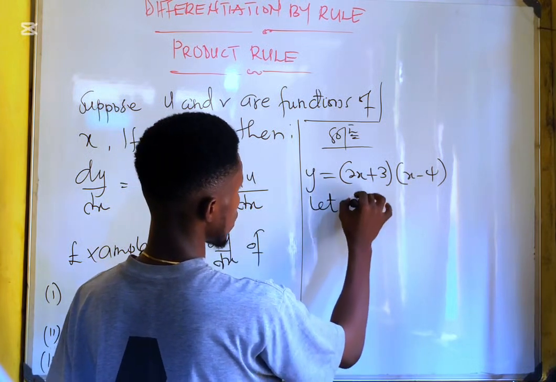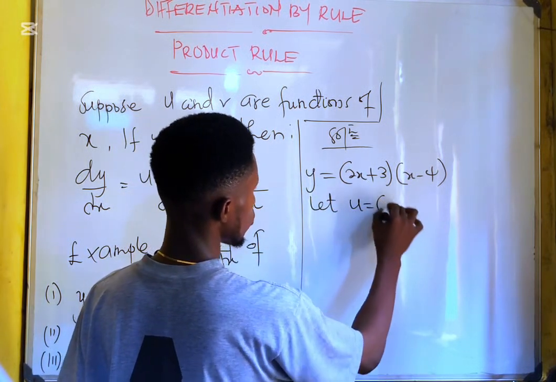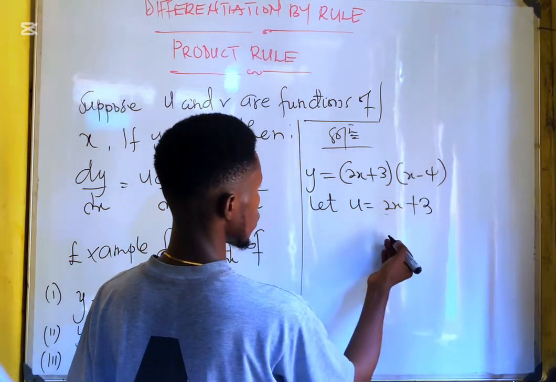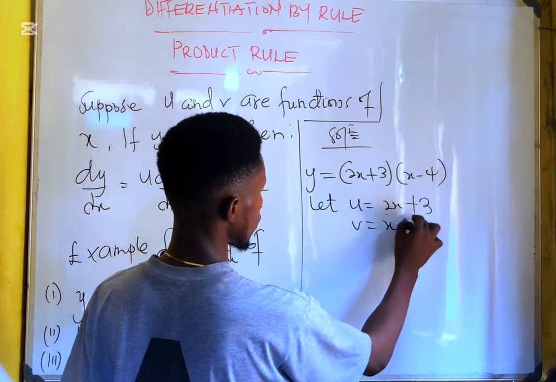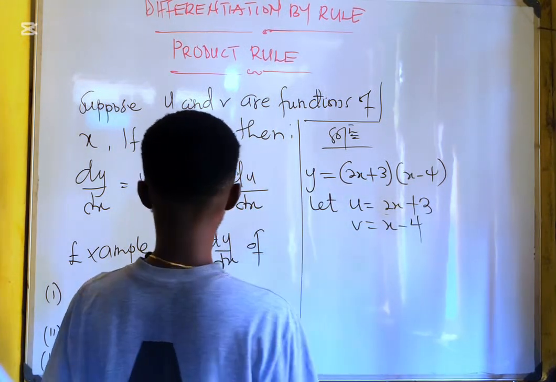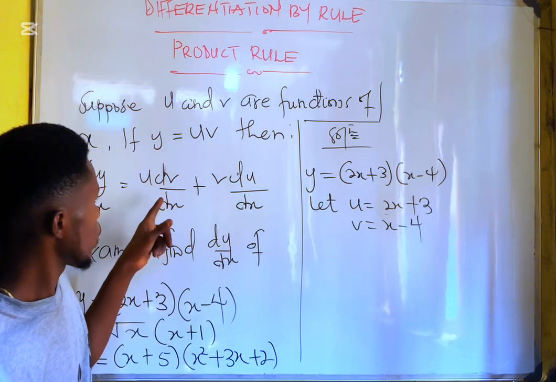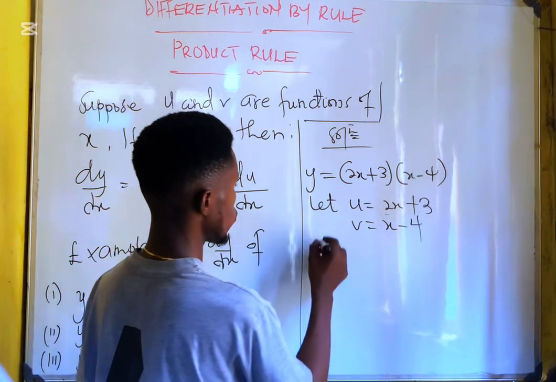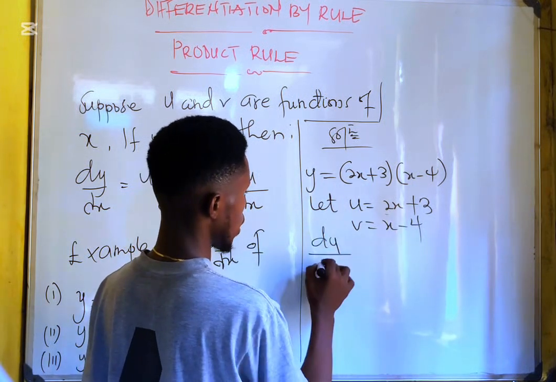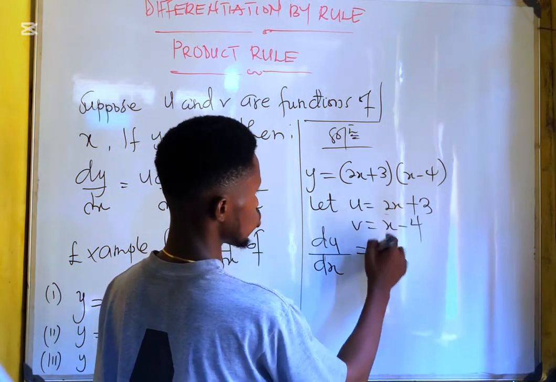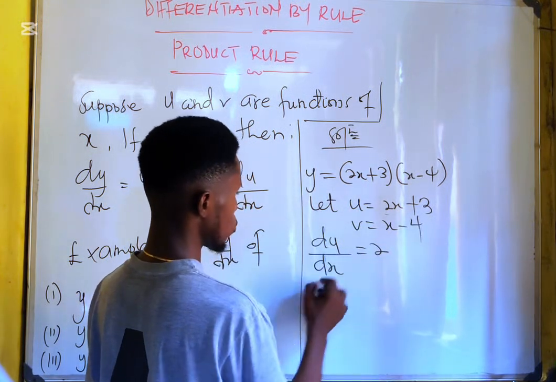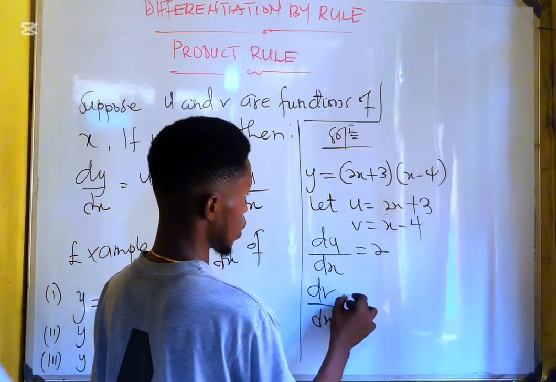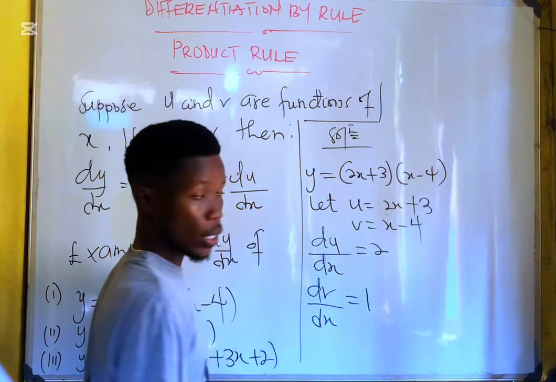So this is the first thing you are going to do. You let the first one to be u, the second one to be v. So what I have in the formula, we have dv/dx and du/dx. It means that we have to differentiate this u. So du with respect to x will give us 2. We have to differentiate the v with respect to x, and that will give us 1. Is that okay?